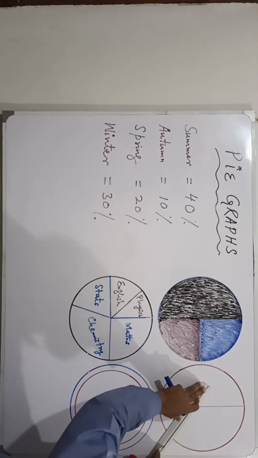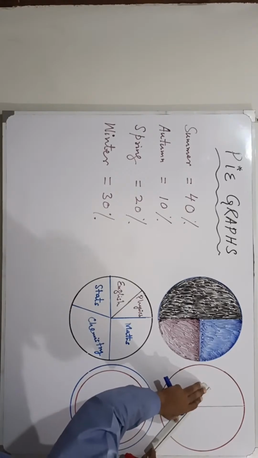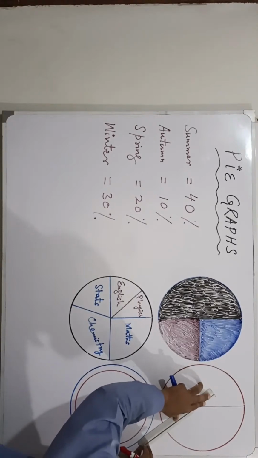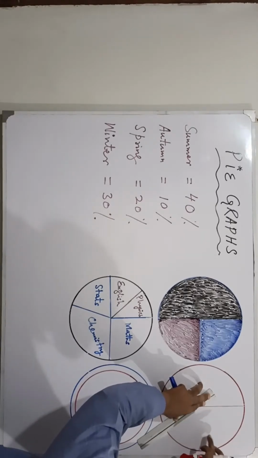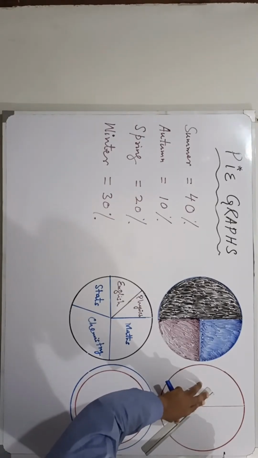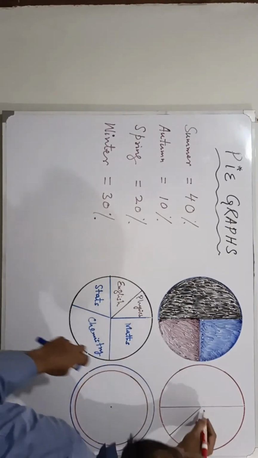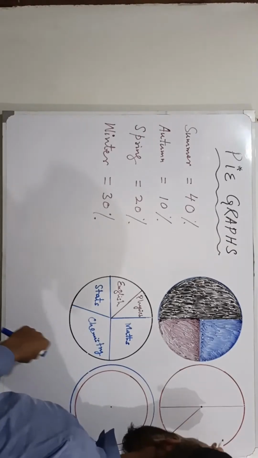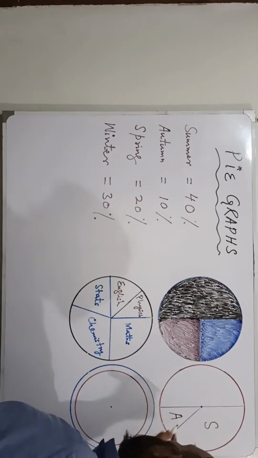So our share of this is 25, 30, 35. Say this is 40%. Okay, 40% is this one. This is the first result. This is summer, this is autumn.